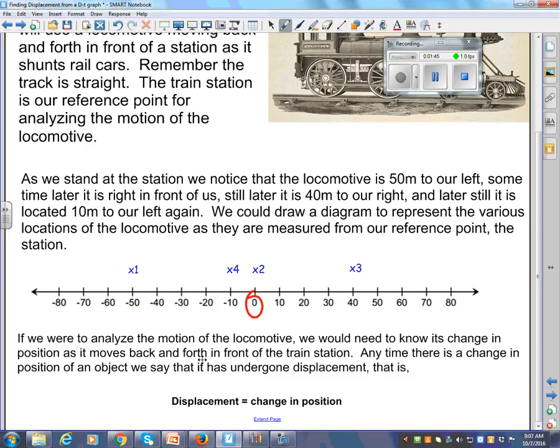If we were to analyze the motion of the locomotive, we would need to know its change in position as it moves back and forth in front of the train station. Anytime there is a change in position of an object, we say that it has undergone displacement.